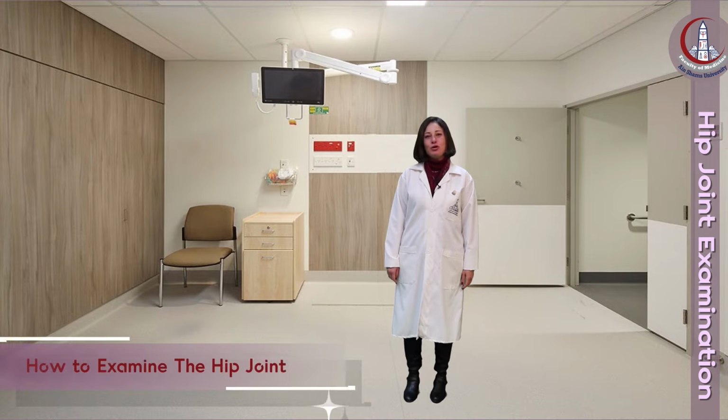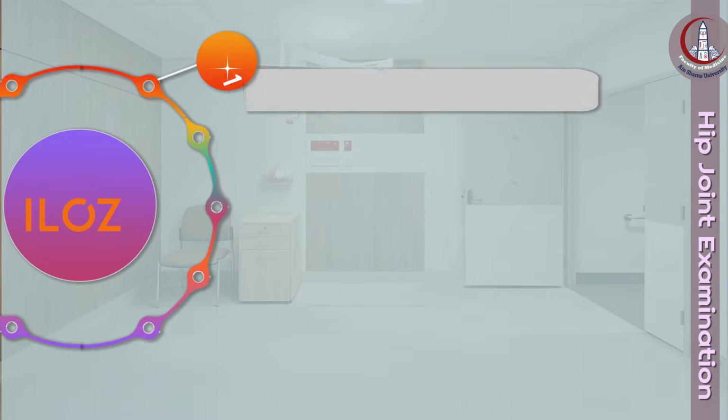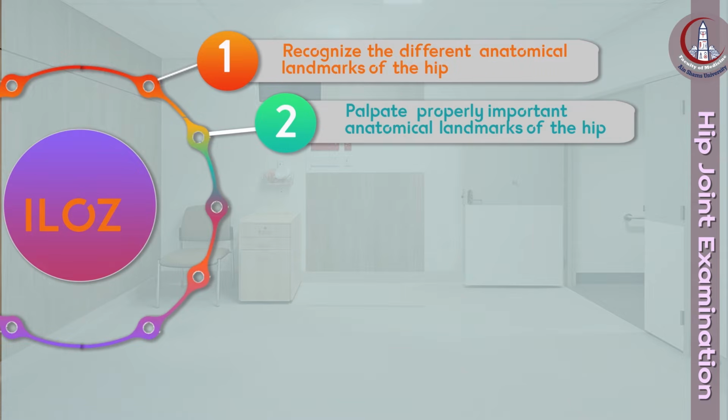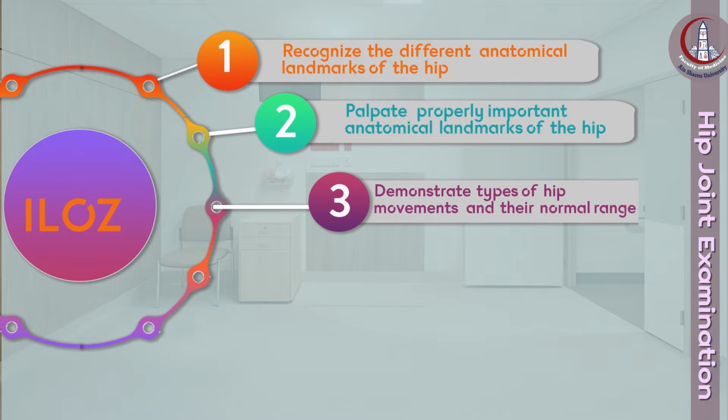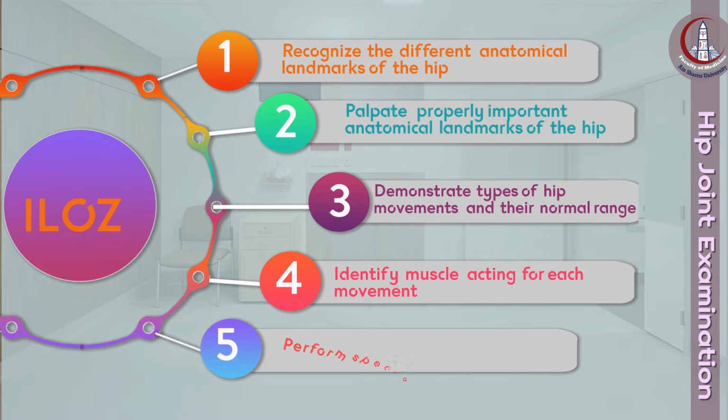Today, I'm going to show you how to examine the hip joint. By the end of this session, the student will be able to recognize the different anatomical landmarks of the hip, palpate important anatomical landmarks of the hip, demonstrate types of hip movement and their normal range, identify muscle acting for each movement, perform special tests for the different hip structures.